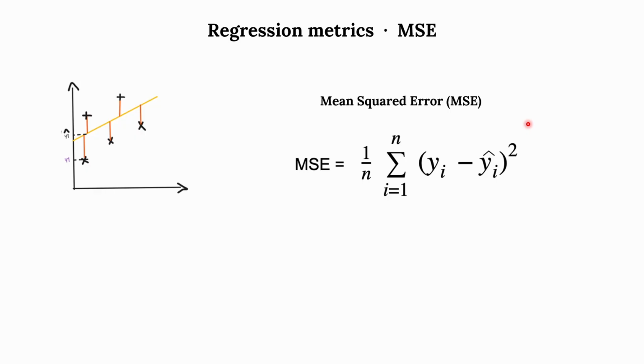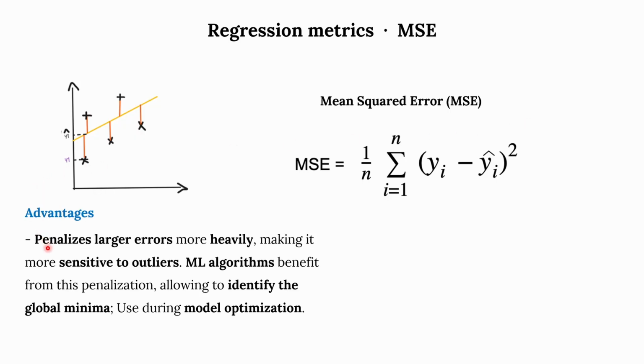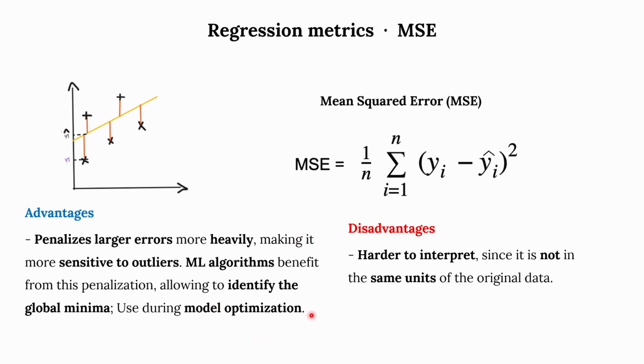First, mean squared error. The advantage is that it penalizes large errors more heavily, since it uses the square of the error, making it more sensitive to outliers. Machine learning algorithms actually benefit from this penalization, which allows them to identify the global minima easily. So, we usually use mean squared error during model optimization, during the computations themselves. Disadvantages: harder to interpret since it is not in the same units as the original data. It's in squared units.